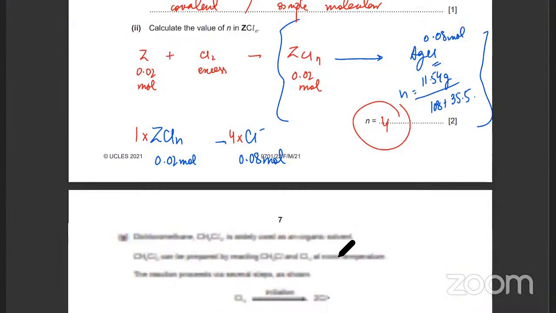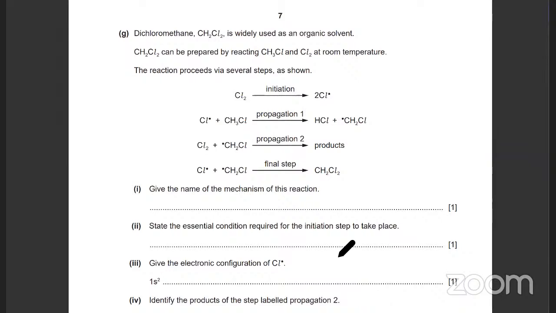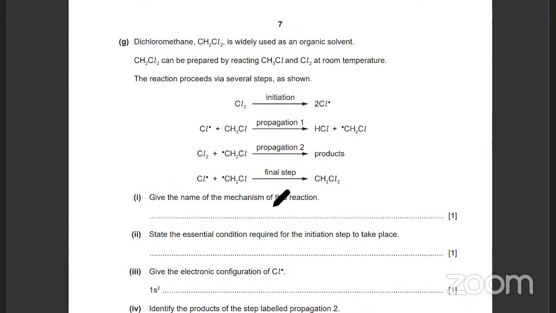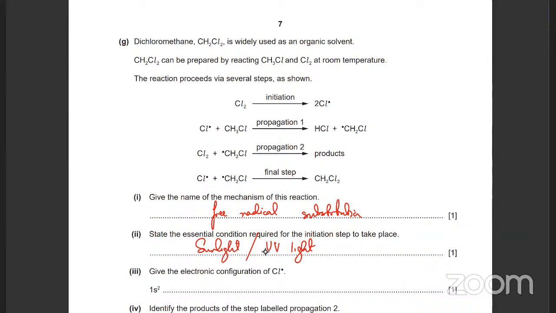Now moving to the next one, we've got free radical substitution. That's the first thing. That's the only mechanism that you know of. That's free radical substitution. What are the essential conditions required for this? Sunlight. UV light. ठीक है, sunlight से बेहतर UV light होता है, ठीक है. ये when in doubt दोनों ही लिख दो, because sunlight has UV light actually.